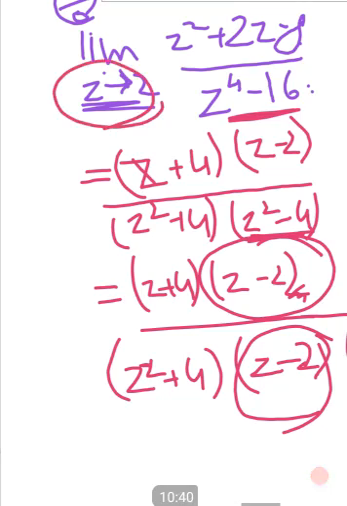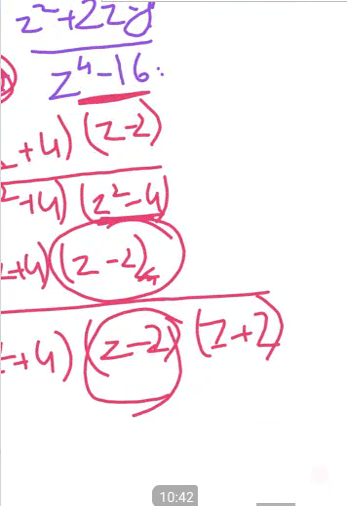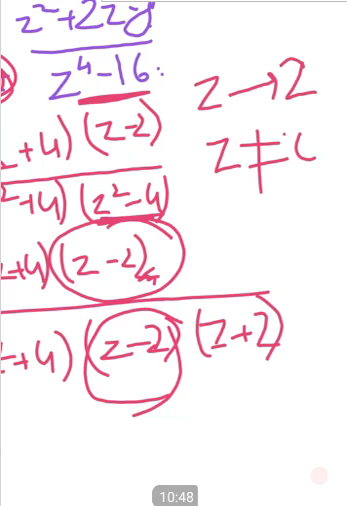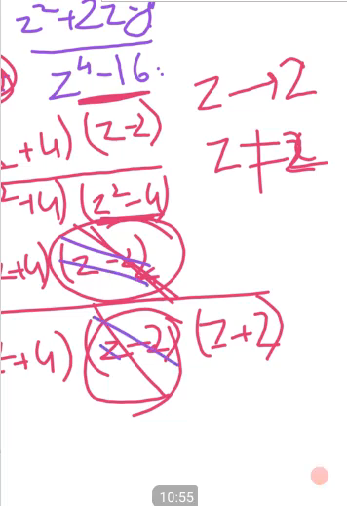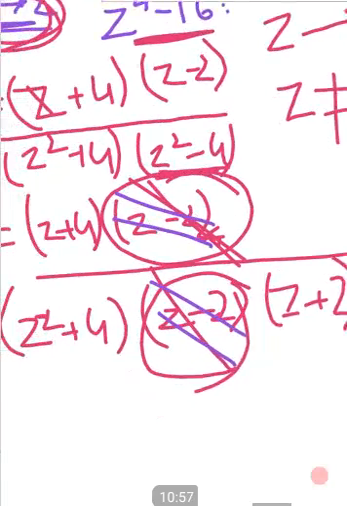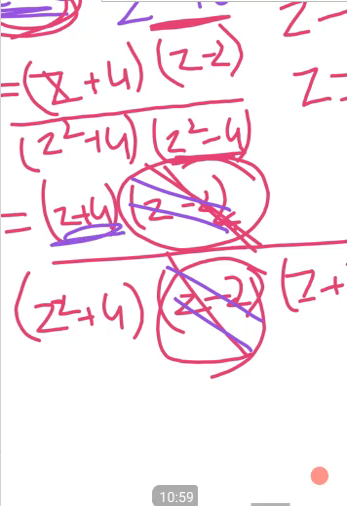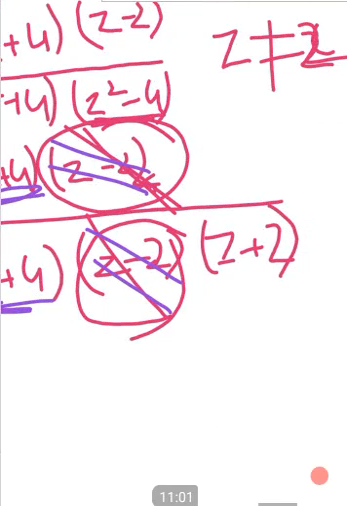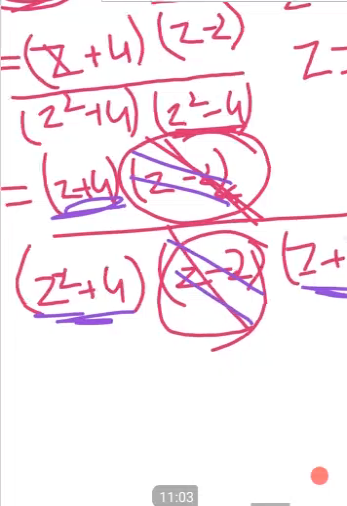The limit is as z approaches 2, and again I am telling you z approaches 2 does not mean z is equal to 2, so we can cancel these out easily. So I'll do this in a different color so that we don't pay attention to these anymore. Now what is left is z plus 4, z square plus 4, z plus 2. Now we can substitute the values.